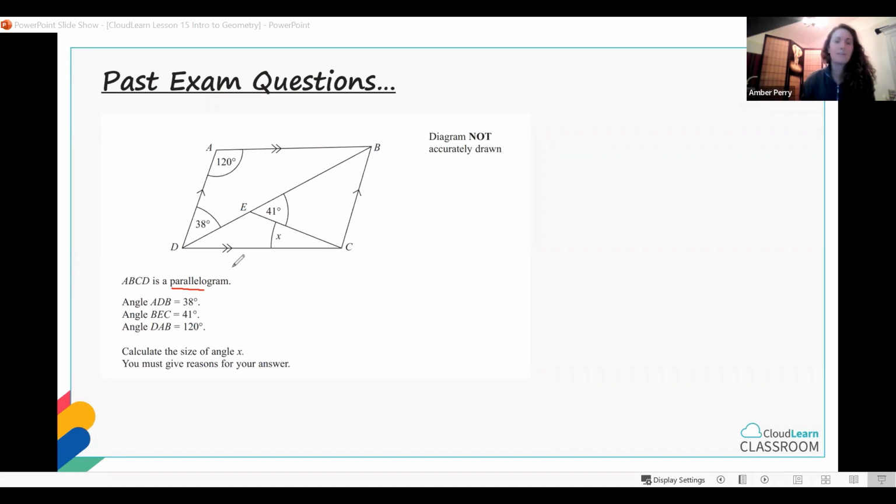And which parallel line fact am I going to need to use? I want to find X, but I can't exactly get straight to X straight away. So could you type into the chat for me the name of the angle using this notation, the 3 letters of the angle I should find before I can find X? Which one can I find?